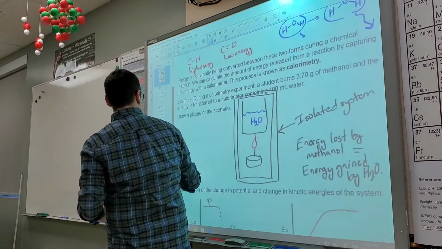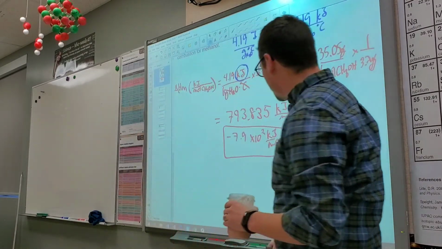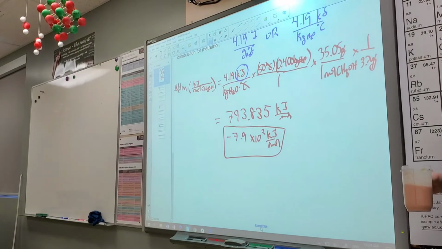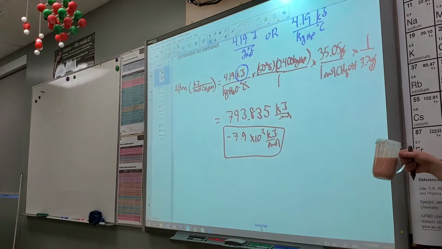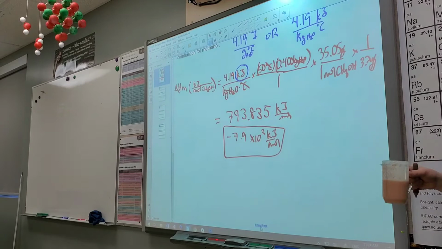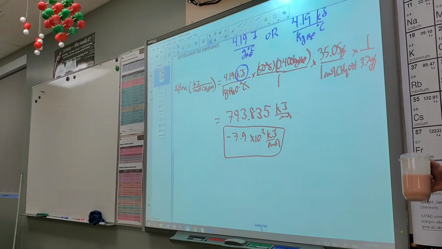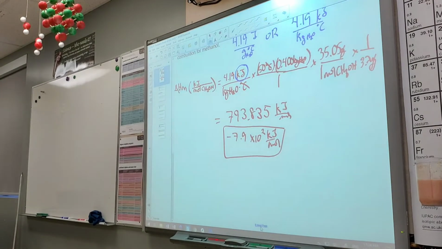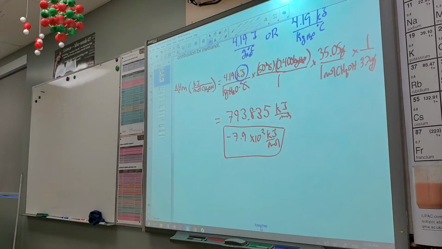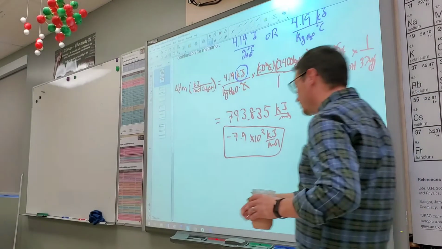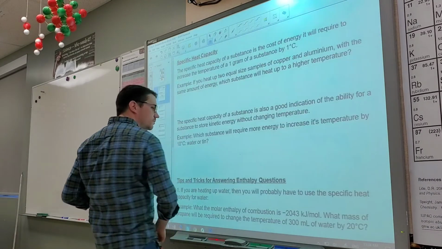So on the next slide, it's talking about the specific heat capacity of a bunch of different things. What I want you to do is look for the specific heat capacity of copper and aluminum. Find them in your data booklet and write them down, and figure out which one is going to go to a higher temperature if we add the same amount of energy. Copper and aluminum. It's going to be copper.